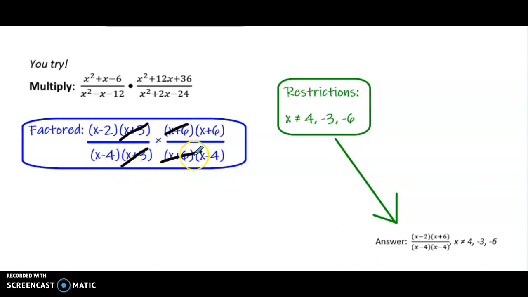Yes, you have two x minus 4s, but they are both in the denominator, so they will not cancel out. So on your numerator, you have x minus 2 and x plus 6. And in your denominator, you have x minus 4 and x minus 4. Also, be sure to include your restrictions where x does not equal 4, negative 3, or negative 6.